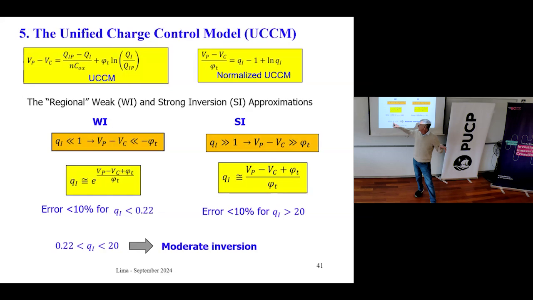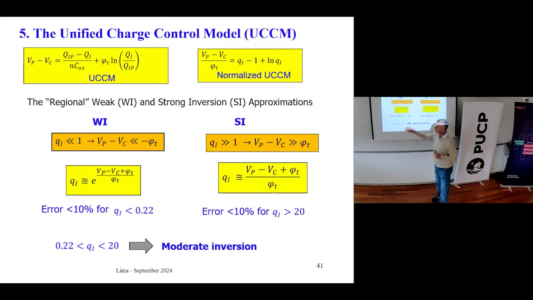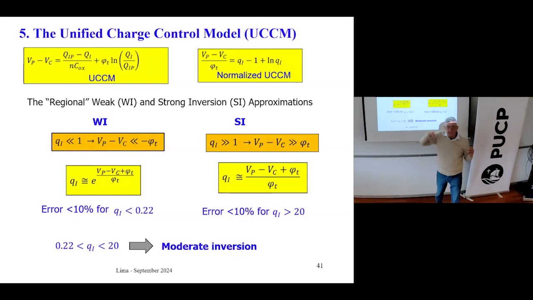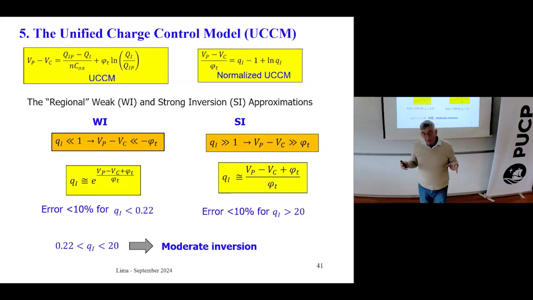If QI is less than 0.22, this expression is good, and for QI greater than 20, this one is good. In the middle is what we call moderate inversion. This is not a precise or accurate definition, just to establish some limits. If QI is less than this, you have weak inversion; if it is more than that, it is strong inversion. In the middle, you have to take into account both terms, otherwise you have a great error.